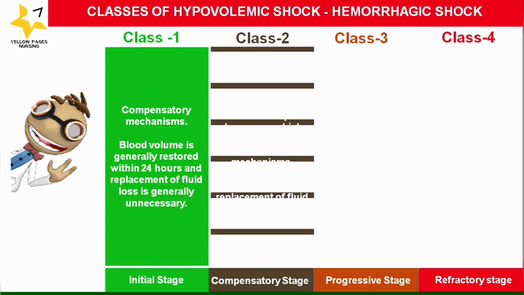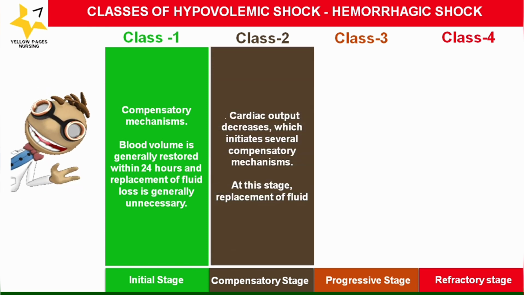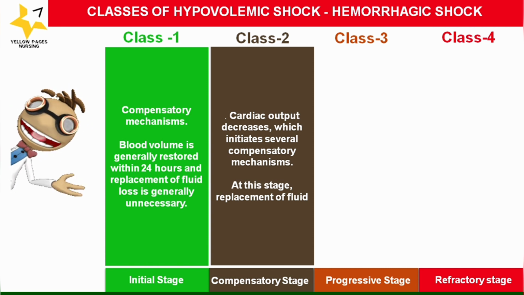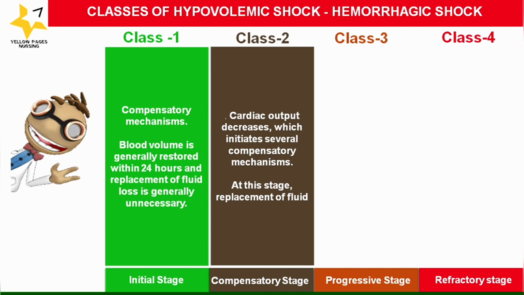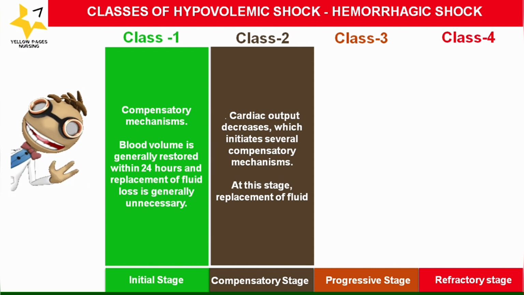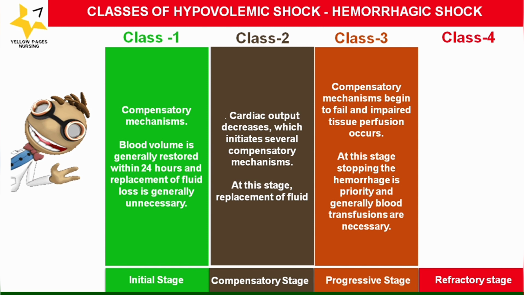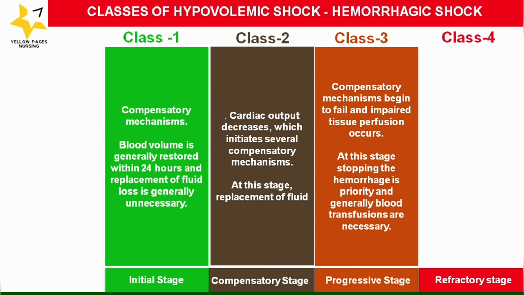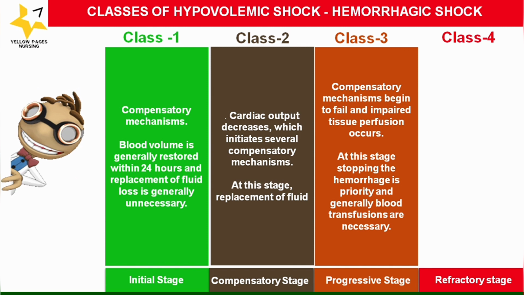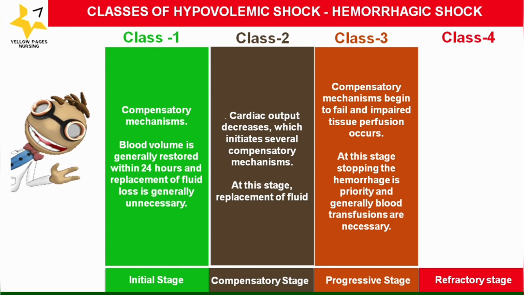In class 2 or compensatory stage, cardiac output decreases, which initiates several compensatory mechanisms. At this stage, replacement of fluid becomes necessary. In progressive or class 3 stage, compensatory mechanism begins to fail and impaired tissue perfusion occurs. At this stage, stopping the hemorrhage is priority and generally blood transfusions are necessary.